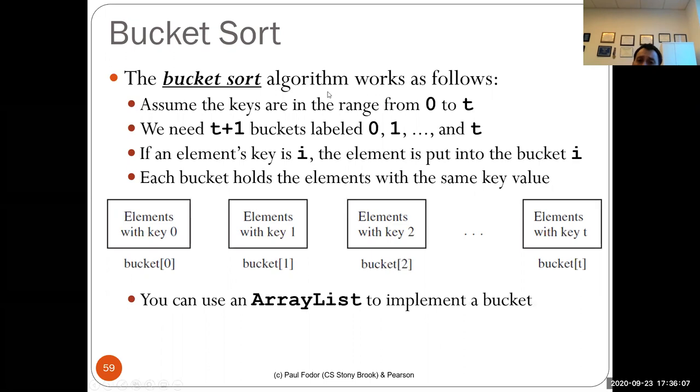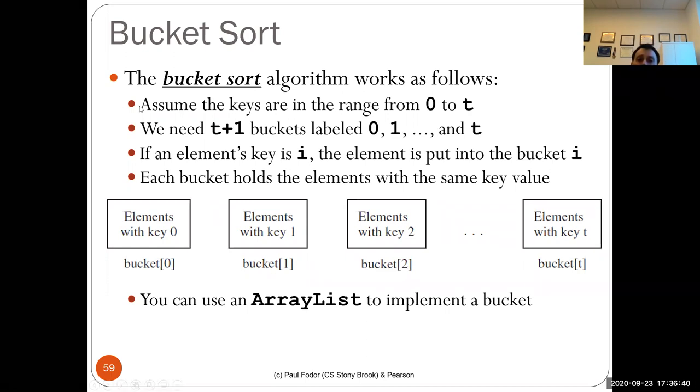So the bucket sort works as follows. You have T plus one buckets, which are labeled from zero to T, and the keys that you can get for every element are also from zero to T. For instance, if you consider 10 buckets with digits from zero to nine, what you want is a getKey method that gives you for any element a key from zero to nine.